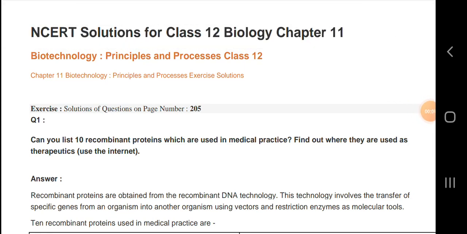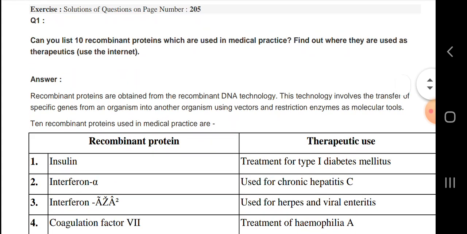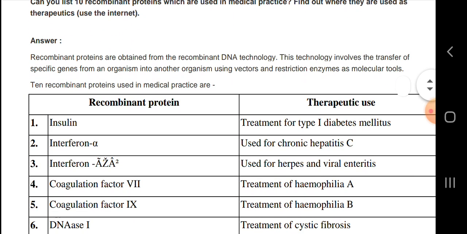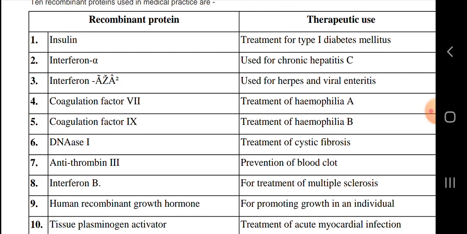I'm in the coaching center. I'm going to explain biology chapter 11, biotechnology principles and processes. Let's come to the chapter. Let us know about the recombinant proteins which are used in medical practices. Recombinant proteins are obtained from recombinant DNA technology.